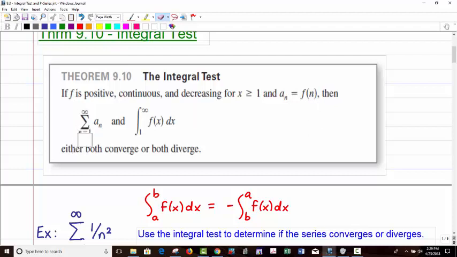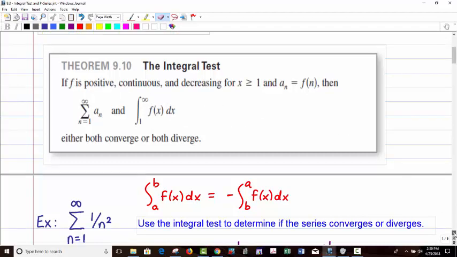We can say that the series from n equals 1 to infinity of a sub n and the integral from 1 to infinity of f of x dx will either both converge or both diverge, meaning that you will evaluate the integral, and if the integral converges, that means the series converges by the integral test. And if the integral diverges, that means the series diverges. So the premise of this is not too bad.